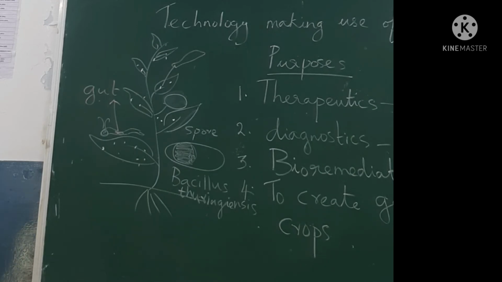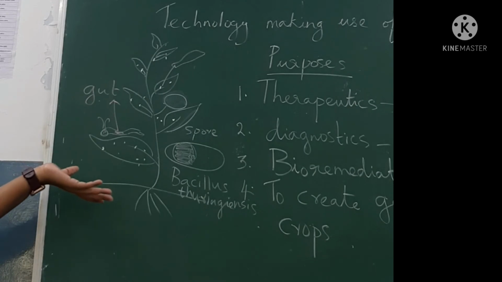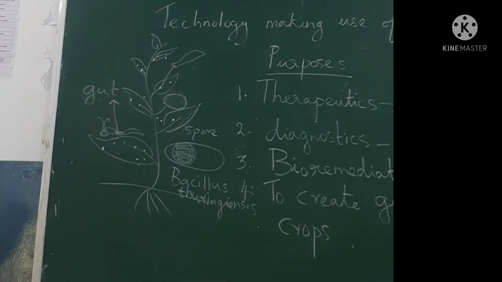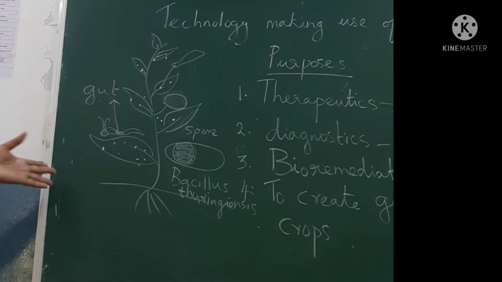It might be called BT cotton if it's a cotton plant, or BT brinjal if it's a brinjal plant, and they will sell the plantlet like that. So farmers can buy it and grow it. No need to apply any chemical pesticide because that gene will keep expressing in the plant.